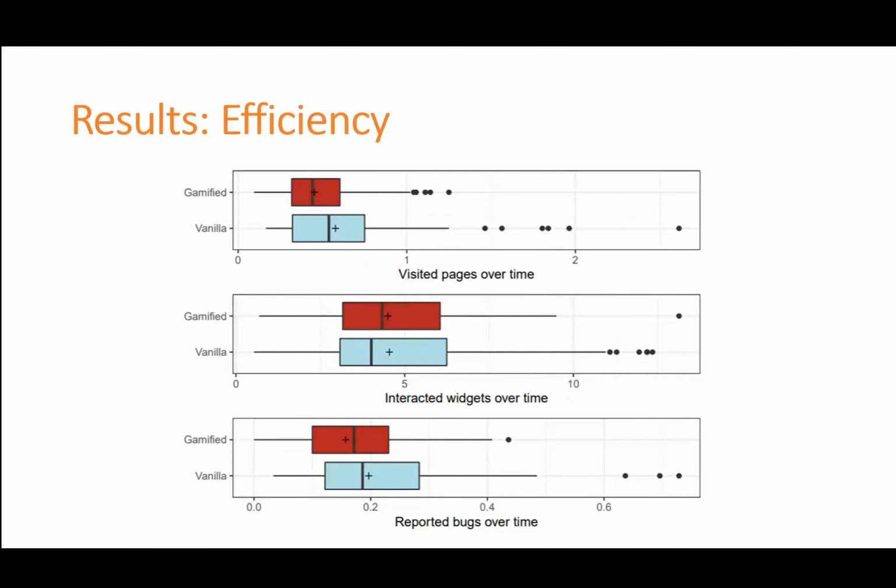From the point of view of efficiency, we measured a slightly smaller amount of bugs reported over time, even though the precision was the same. So the testers looked more focused on real bugs. And the amount of visited pages and interacted widgets was anyway comparable. Instead, we have seen that the amount of pages visited over time was slightly less for the gamified tool. So the testers had more attention on each individual page they visited, instead of just running through different pages of the application.